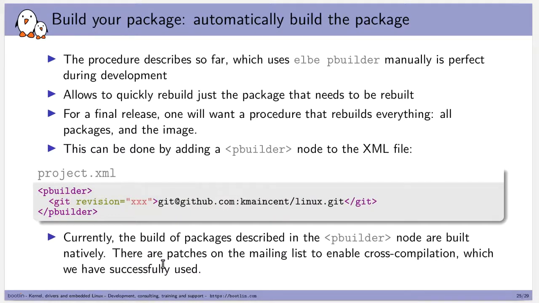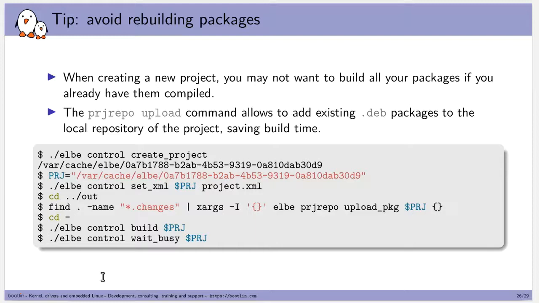But like that, for now, there is no way to cross-build the package in the actual ELBE version. There are patches on the mailing list to enable cross compilation in the XML file. So now you know how to Debianize and build your own package, and to add it to the description of your project.